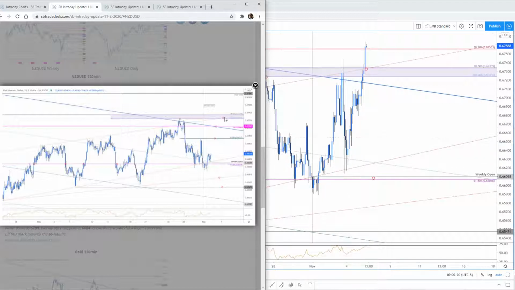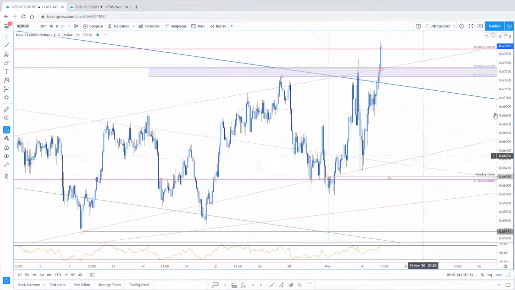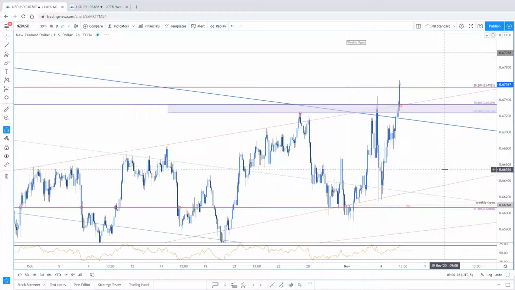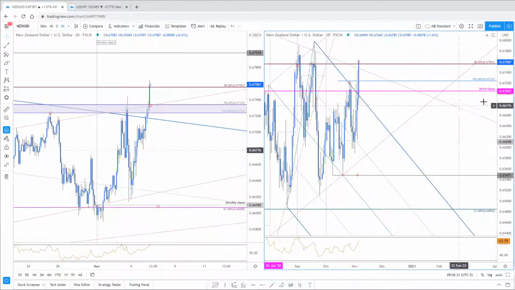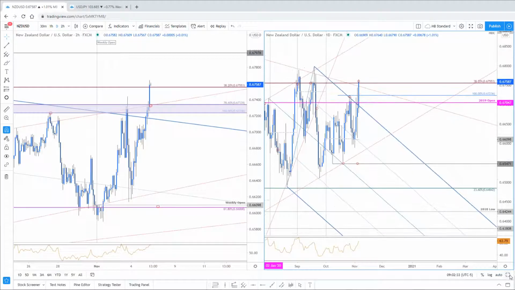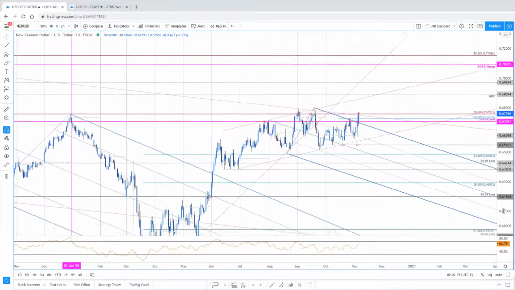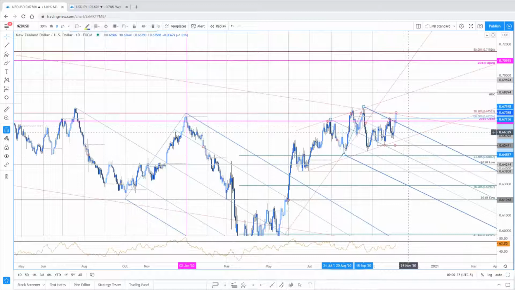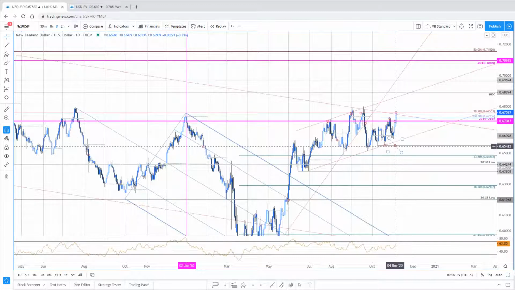Okay, so does a break of this keep the focus higher? Yeah, it does. Okay, so above 67.33, you're still looking higher. I have 67.55, which is the 38.2. Okay, it's on the daily chart. So we can now go ahead and ditch this slope. There's your 38.2. Okay, the highs for the year are just above.